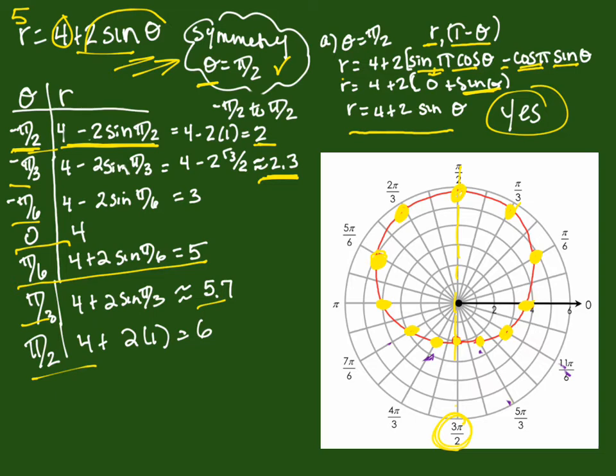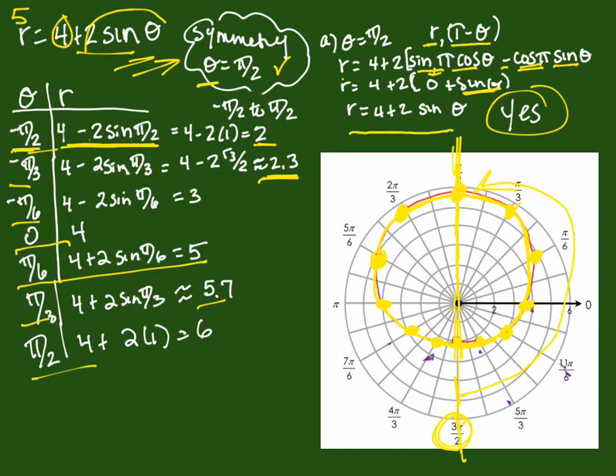So I've done all my points from here to here. And so I know I've graphed everything symmetric to this line right here. And so now I can just draw that in. So I was using yellow around here where I have the red line. Okay, so that's what 4 plus 2 sine theta looks like.